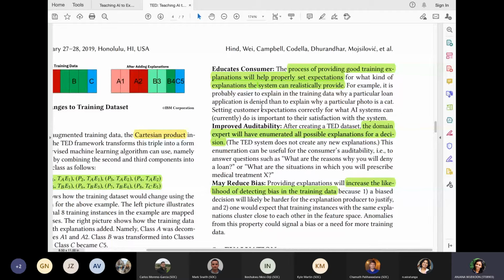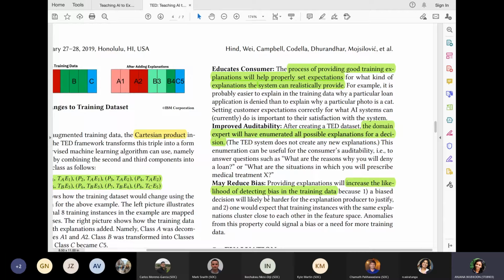The 3 other ones, educates consumer. Yeah, I would agree. The process of providing good training explanations will help properly set expectations of what kind of explanations the system can realistically provide, because they have to do this exercise where they go and annotate the training data, even if it's not the whole data set. They sit down and look at the data and the label and try to come up with an explanation for the training data, which can be a good exercise to understand the biases of the data they find and how their decisions are made. It can be a debugging task on its own.